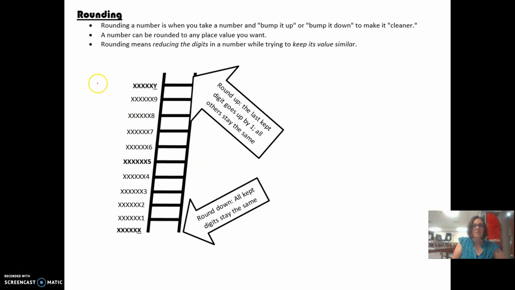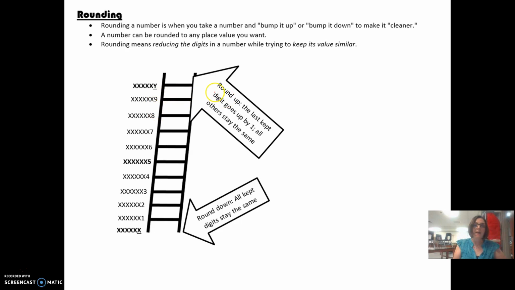At the top of that page, you will see a little information about rounding. Rounding a number is when you take it and you either bump it up or bump it down to make it cleaner. A lot of times when we do calculations, the calculator gives us a long string of numbers. I call that calculator garbage. You didn't put garbage in, so you don't want to take that garbage out. So you would bump it up or bump it down to have fewer digits in it.